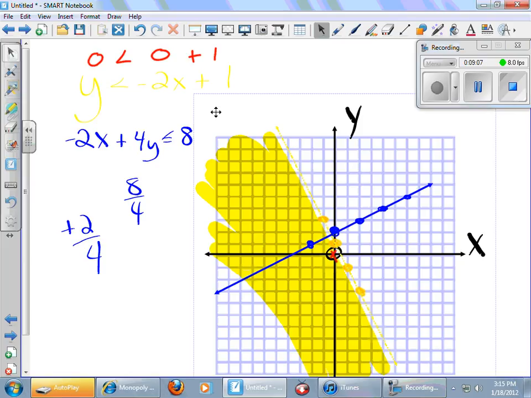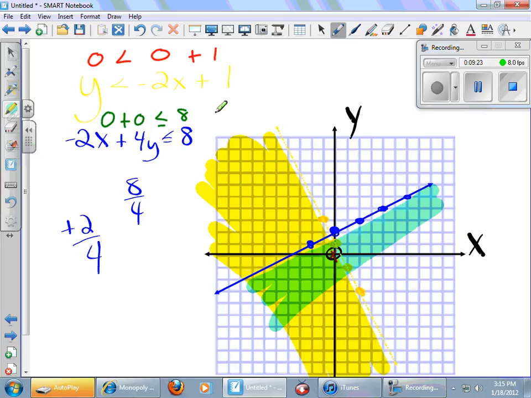And now I need to shade. I'll use 0, 0 for my test point. So I'll put 0 plus 0 is less than or equal to 8. And sure enough, that is true. So I'm ready to shade below the blue line. And there you go. And you can see the green region is where they're equal to each other.